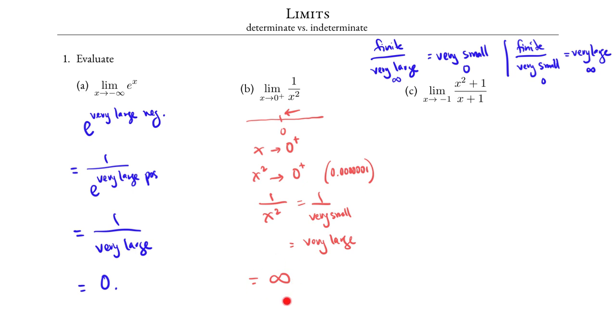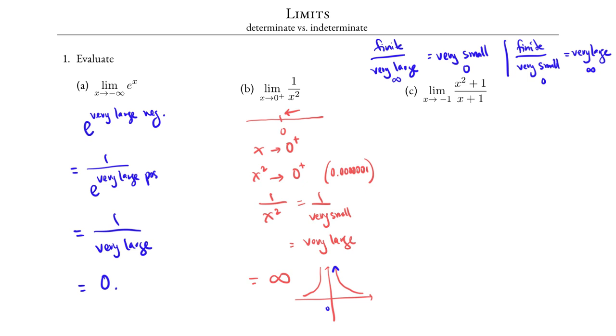Infinity is not a number. These limits say that the limit does not exist, but it does not exist in a special way. It is increasing without bound. And so for the graph of 1 over x squared, we see that it looks something like this. And so as x approaches 0 from the right, the function increases, goes up indefinitely, increases without bound.